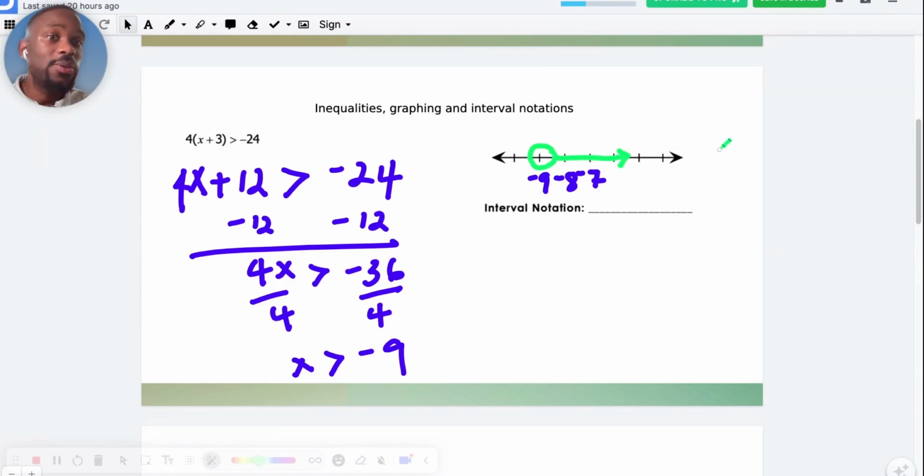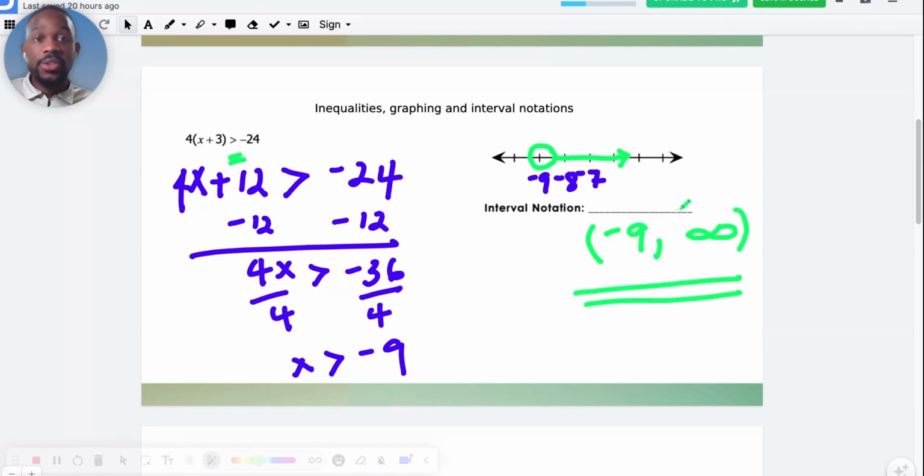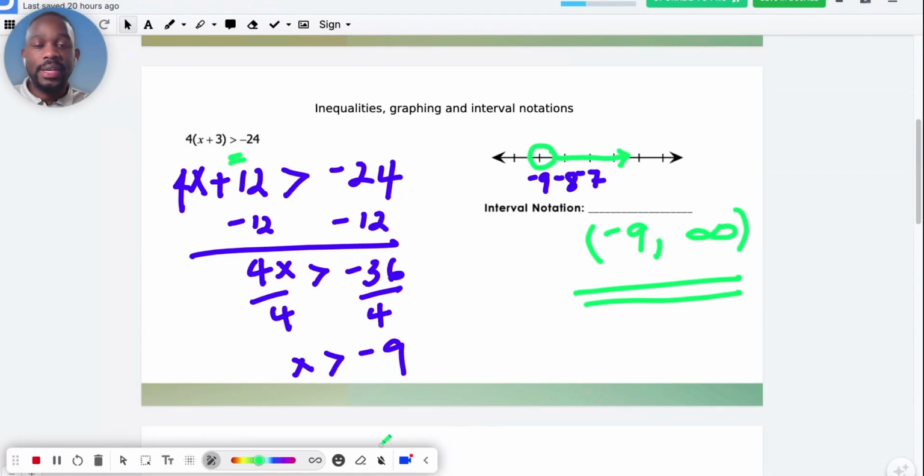It could be negative 7, it could go on up to positive infinity. So to write that interval: negative 9, comma, up to positive infinity. And because it's greater, not greater or equal to, we'll use parentheses. So this is the interval notation. It's pretty easy, really. By the time we get to the last example, you'll have got the hang of it. Please feel free to pause the video and take down a few notes. All right, let's move on to the next example.